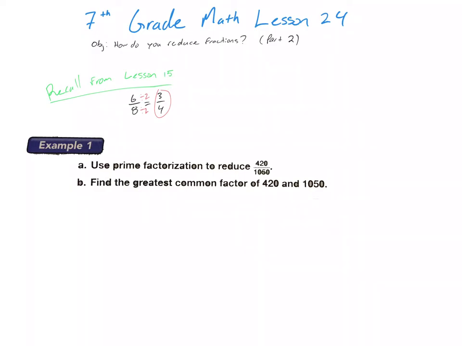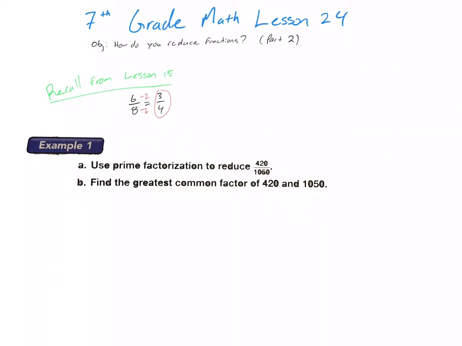Well, today we're going to be working with a little bit larger numbers, like 420 over 1050. Initially I want to say, well, those are really big numbers. I don't know what numbers are factors of both of them. I could be there a while if I'm like, well, they're both divisible by 2, they're both divisible by 10. It can take a while. So what we're going to do is use what we call prime factorization.